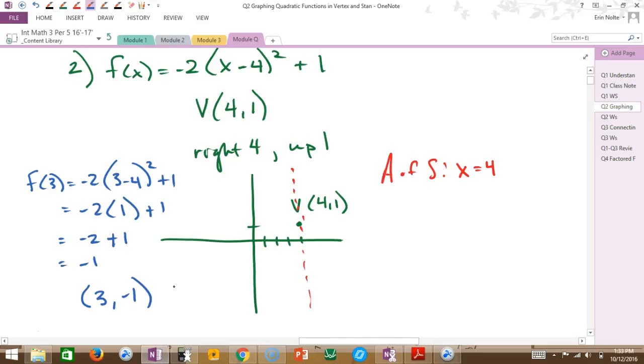So it's 3, -1. We all okay with that? Yeah. Okay, so 3, -1 is right here. So if I take that and reflect it across my axis of symmetry, where is it going to land? Where's my point going to land? 5, -1. Good. What's the first 3 negative? And then from there you can just draw your parabola. I'm only asking for 3 points.